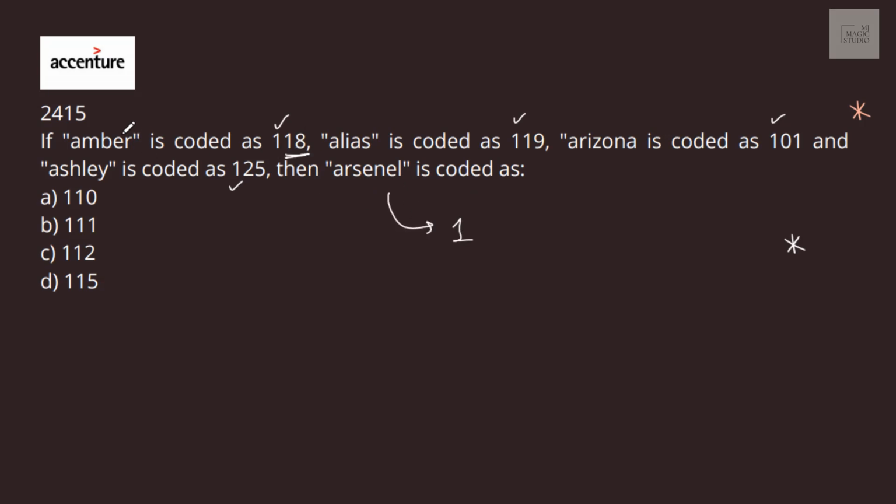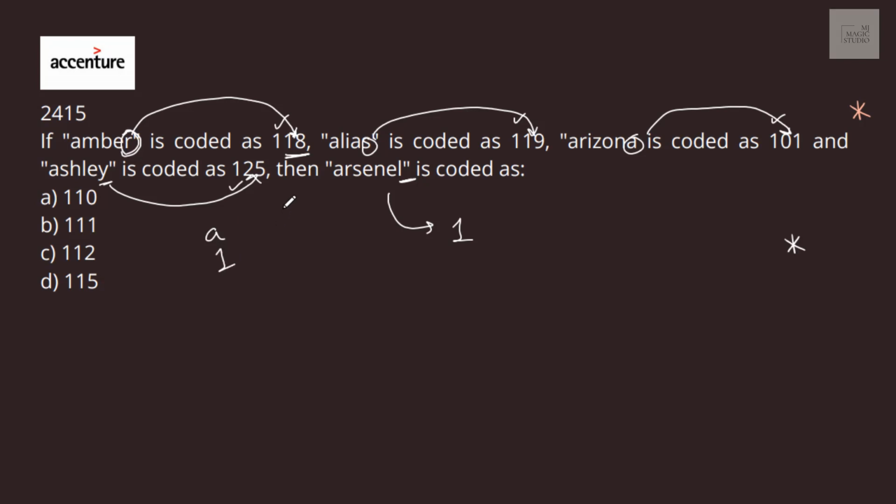But what is this 18? R, the last alphabet. R is 18th. If we convert into numbers, S is 19, A is again 01, Y is 25. So L is 12th in the list. If I say A is 1 and Z is 26, then L would be 12. So Arsenal should be 1 1 2, and yes, that is in option C.